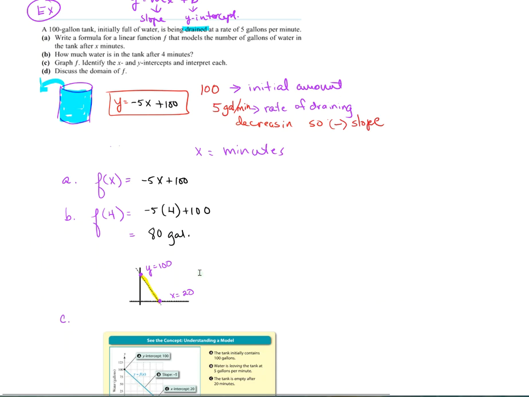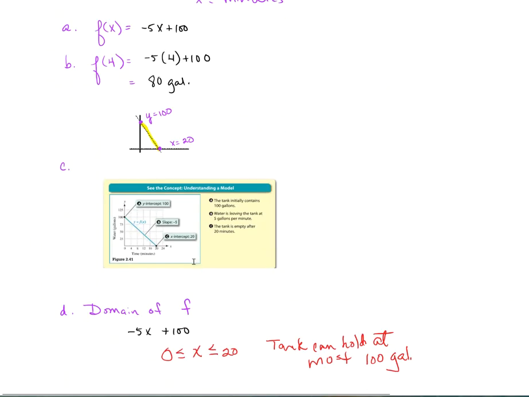C, identify the x and y intercepts and interpret each. And so the tank initially holds 100, and then down here the tank is empty after 20 minutes because you've taken out, every minute it was decreasing by 5 gallons.